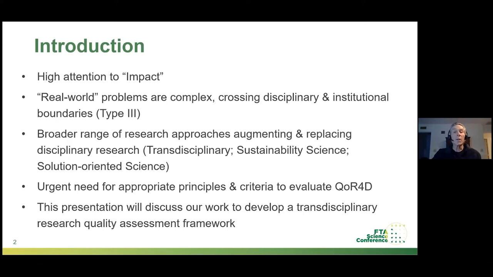And this misfit means that good research might be undervalued, manifest sometimes in difficulty getting articles accepted in certain journals or problems with granting councils. And also the idea that poor quality research might slip through the cracks because there aren't good comprehensive quality criteria for this sort of research.